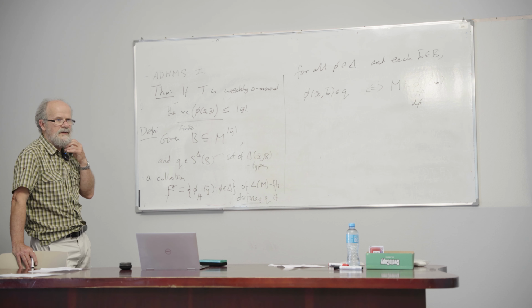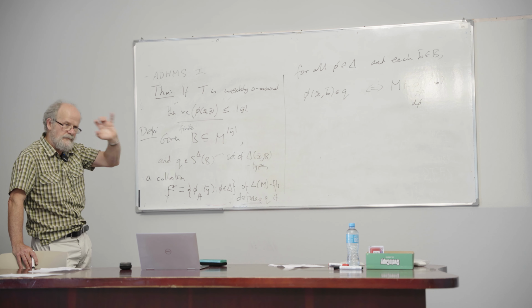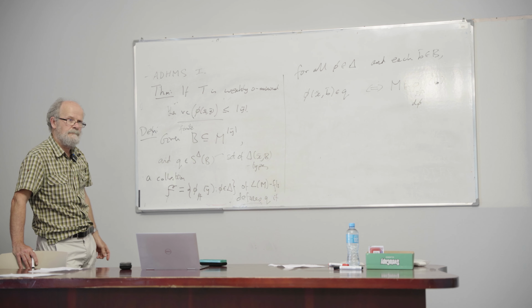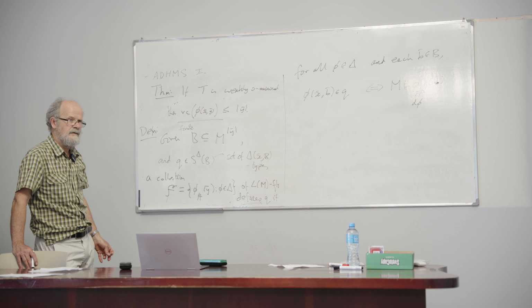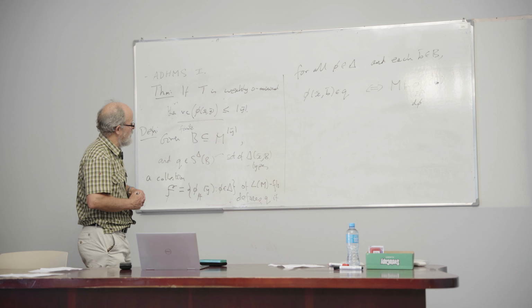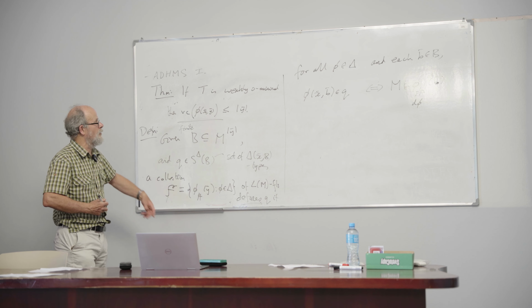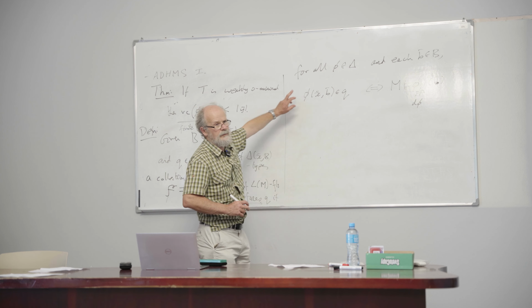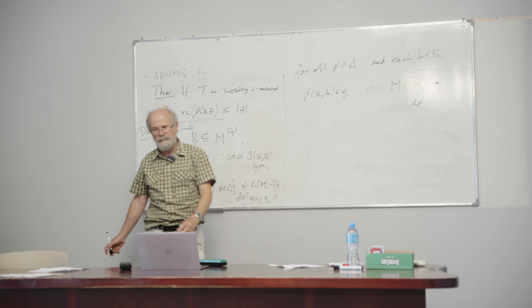About finite sets. These are types over finite sets of parameters. For finite sets, it's possible. So this is a notion of defining a type, a delta type.